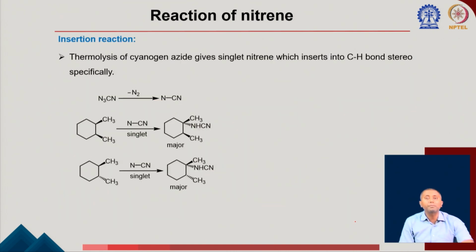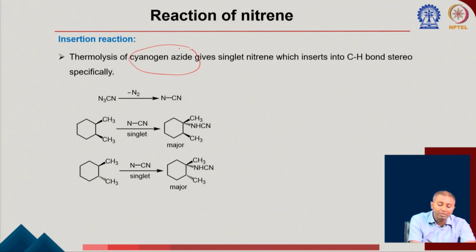Then there is another example here, the thermolysis of cyanogen azide. I mentioned in the previous class that we don't see too many alkynyl azides forming alkyne-based nitrenes, but from cyano it is well known that cyanogen azide on thermolysis can generate the corresponding nitrene here, which can now go for insertion.